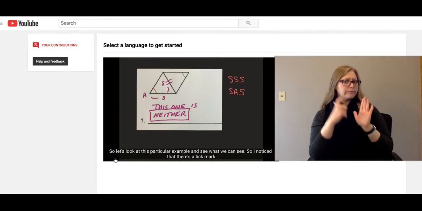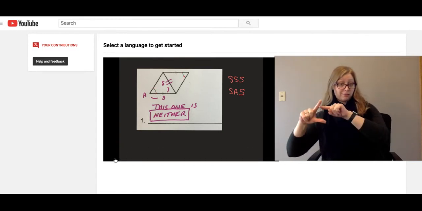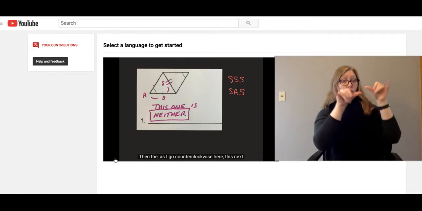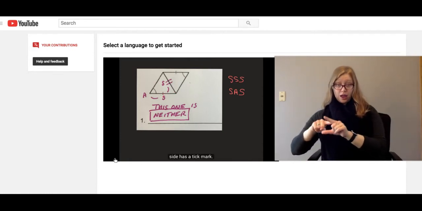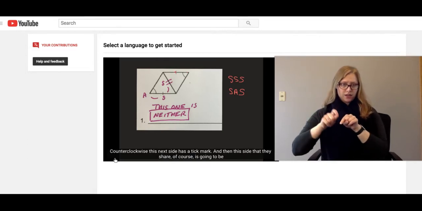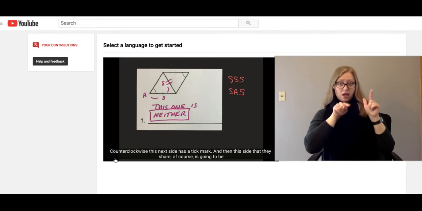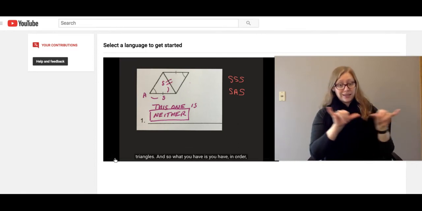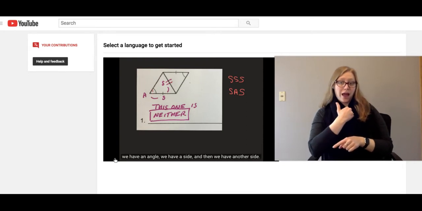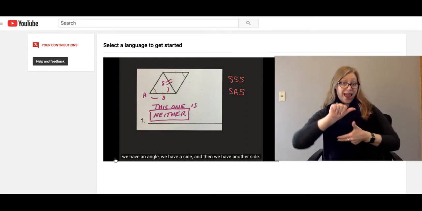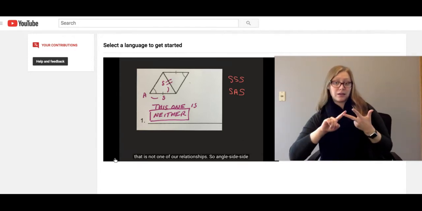So I notice that there's a tick mark, or this angle is marked as congruent to this angle. Then as I go counterclockwise here, this next side has a tick mark. Counterclockwise, this next side has a tick mark. And then this side that they share, of course, is going to be the same in both triangles. And so what you have, in order, is an angle, a side, and then another side. Of course, that is not one of our relationships.